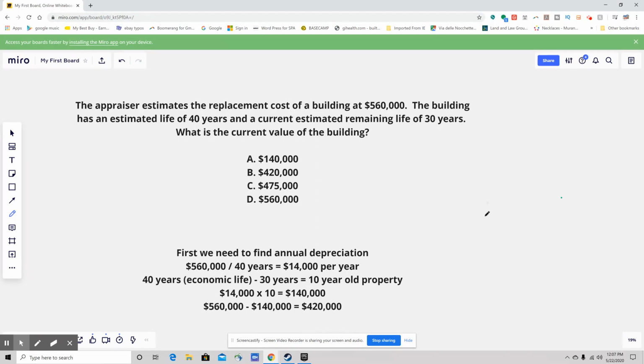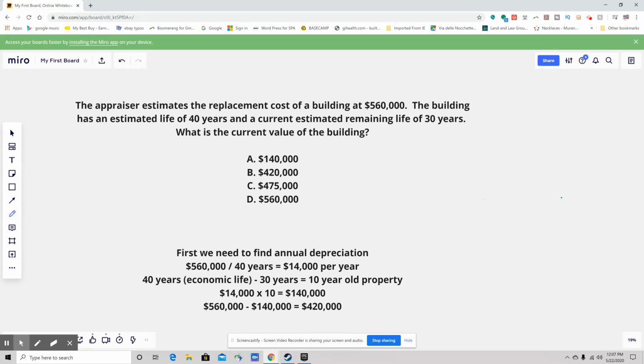So this is what we refer to as a straight line depreciation. And guys, in my Facebook group, I'm going to put a math PDF that is going to thoroughly detail the different methods of depreciation. But based on what we have here, we're going to be using a straight line depreciation method.